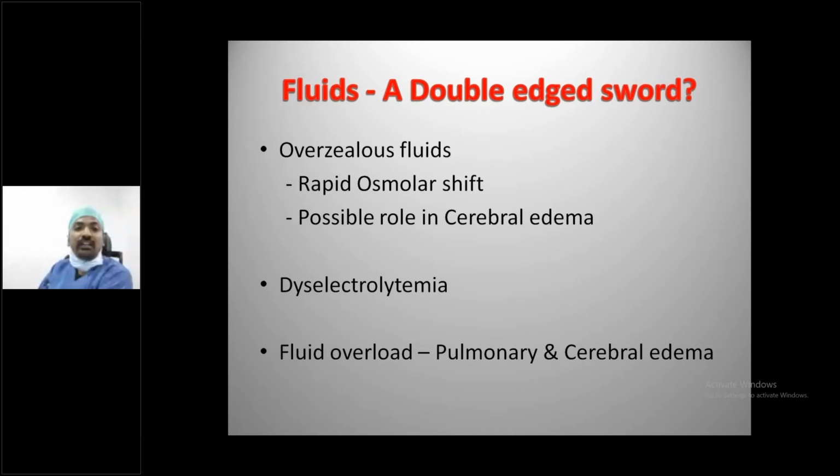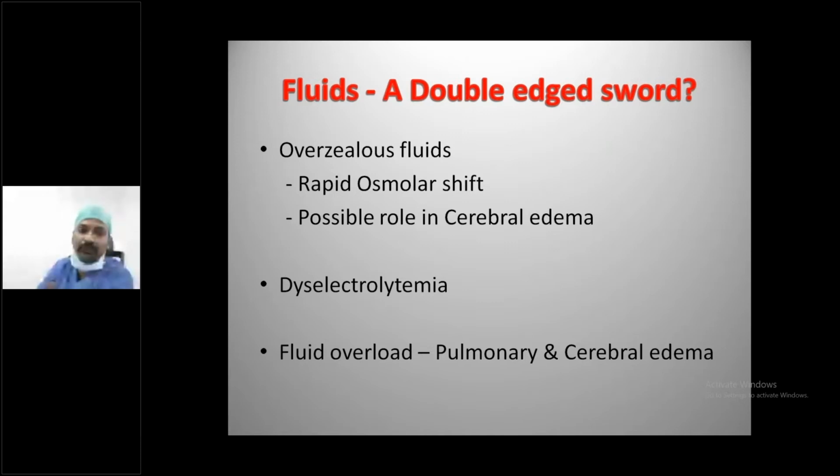And the fluid causes osmotic diuresis. Because of this osmotic diuresis, the child will develop hyperkalemia, also hypokalemia, and hypophosphatemia. And overzealous administration of fluids will result in fluid overload, and it results in both pulmonary and cerebral edema.